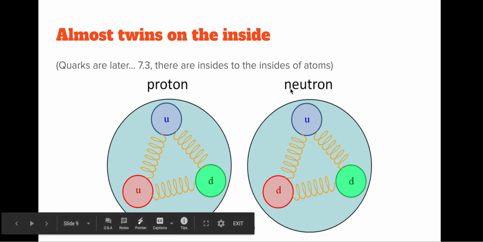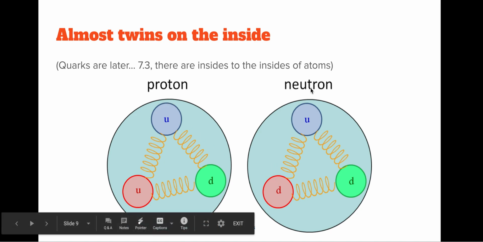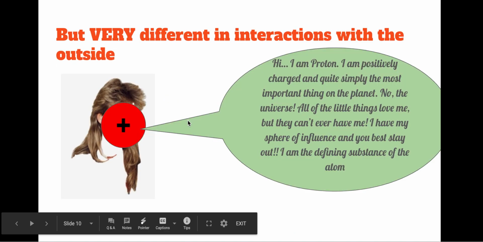So protons and neutrons are not fundamental. They can be broken down, and the nature of these quarks are what make the difference between a proton and a neutron. A neutron is slightly heavier. A proton has a positive charge, and those charges come from the quarks that make them up.